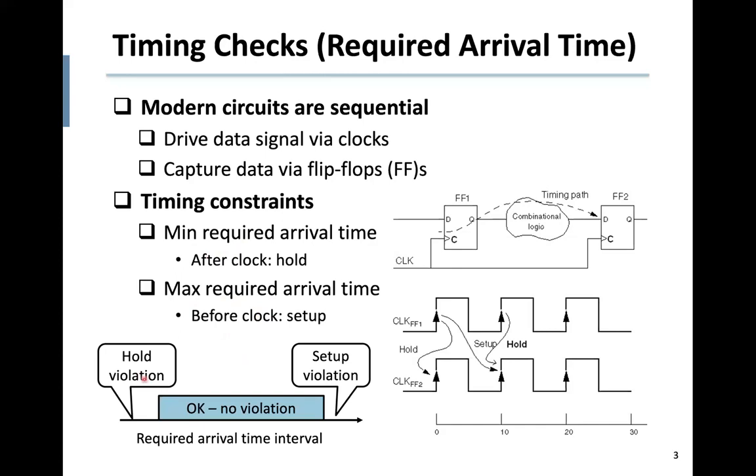Data needs to arrive in this min-max interval, the required arrival time interval, defined by the timing constraint. If you arrive too early, you have the hold time violation. If you arrive too late, then you have the setup time violation. So that's essentially how STA is going to check whether you have violated any timing constraint.